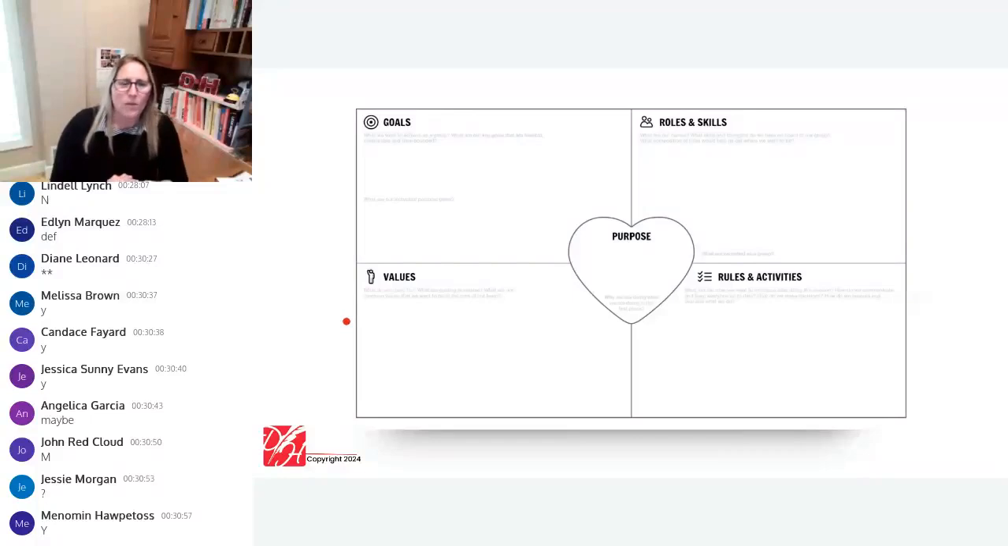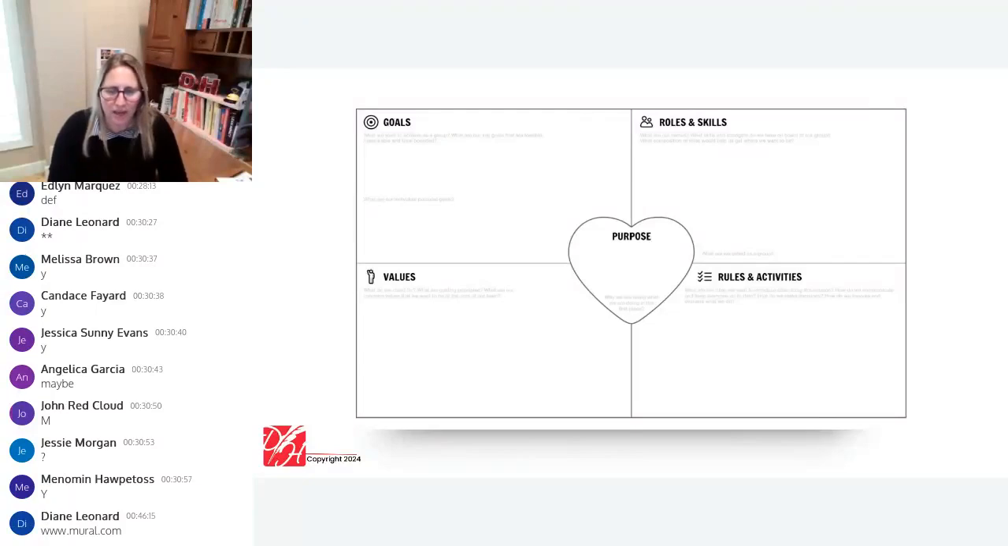Now, you can do this, as I said, in person, on a wall, lots of sticky notes that people can put their ideas up, or you certainly can take this and put it into any whiteboard tool and use it electronically. In fact, I'm going to type a web address into your chat box. Mural, M-U-R-A-L, is a virtual limitless whiteboard tool.